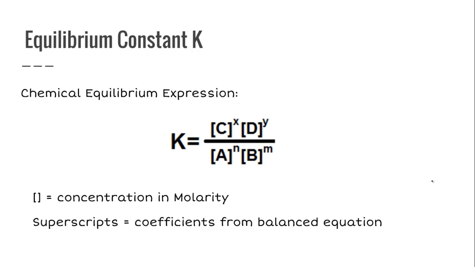So our equation is K equals [C]^x times [D]^y all over [A]^n times [B]^m. So this is going back to that original equation, or that very generic one I had a couple slides back. Your brackets just represent concentration, and that concentration, again, remember, is molarity. And your superscripts you see there, the x, y, n, and m, are your coefficients from that balanced equation.